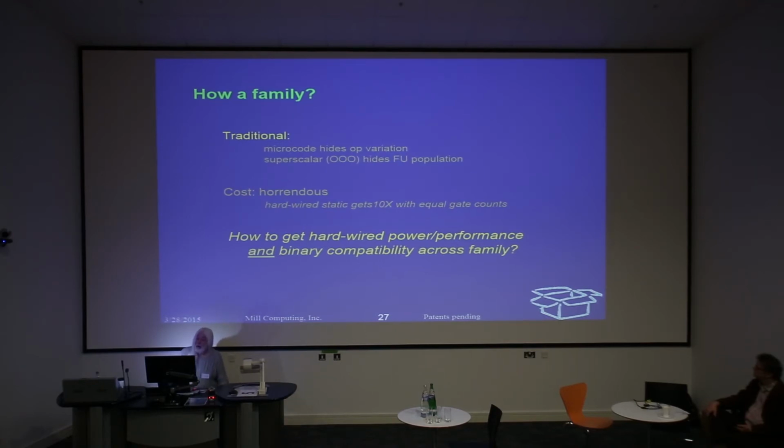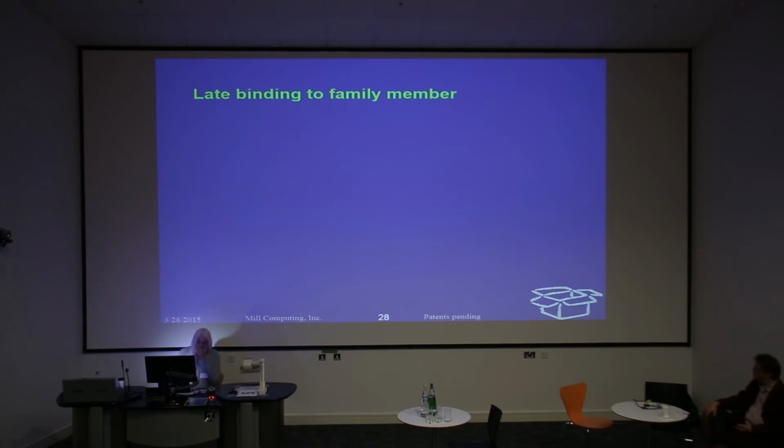So we wanted to get the hardwired power performance and the binary compatibility. And of course, the simple solution is late binding. That deserves a little bit of an exclamation mark. So we do late binding to the family members. We compile to the abstract target. This is the generic Mill, which has infinite resources. It's a universal superset.